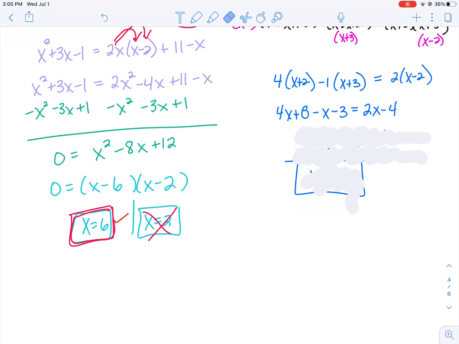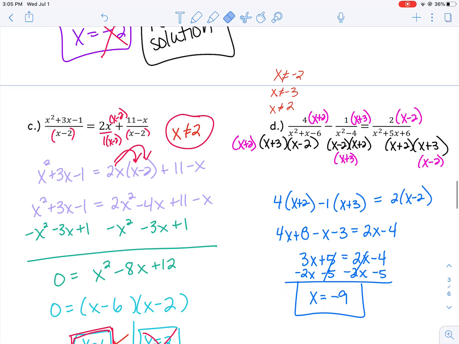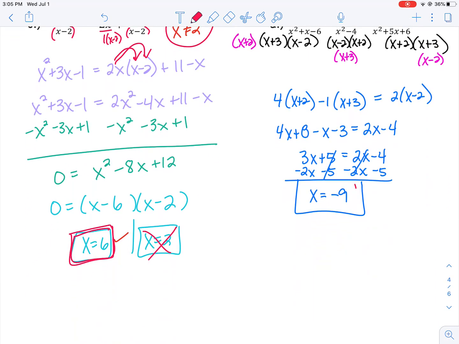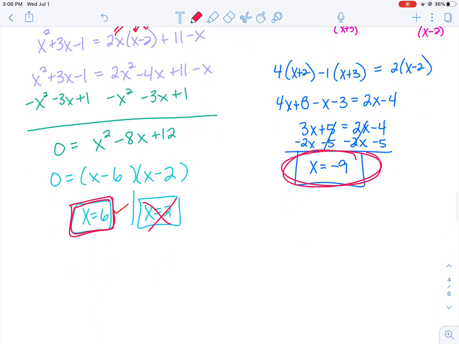Let's combine like terms. 4x minus 1x is 3x, 8 minus 3 is 5, and that's set equal to 2x minus 4. I'm going to subtract 2x from both sides, and I'm going to subtract 5 from both sides, and I end up getting x equals negative 9. Now we had a few domain restrictions, didn't we? x couldn't equal positive 2, negative 2, or negative 3, but x can be negative 9. So it looks like we have our final answer there, with no overlap with those domain restrictions.